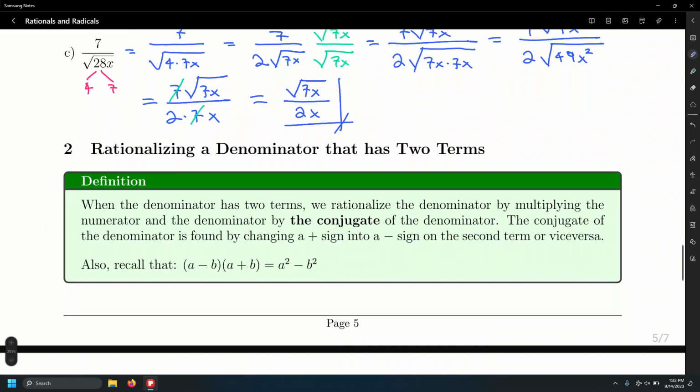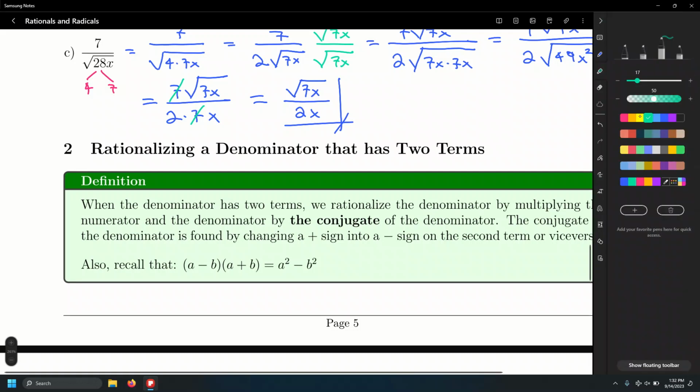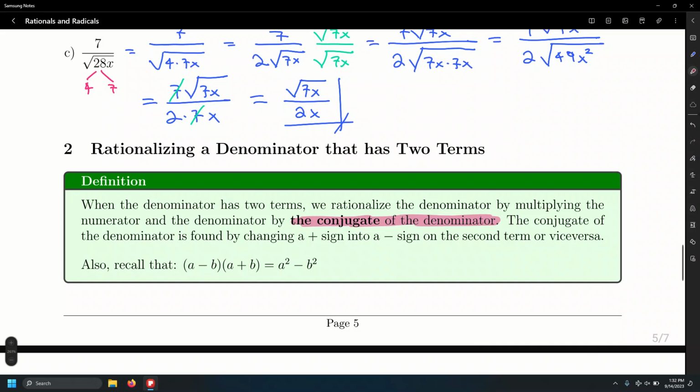Okay, so when a denominator has 2 terms, we rationalize the denominator by multiplying numerator and the denominator by the conjugate. Remember we talked about conjugates in the previous topic? So the conjugate, and let me highlight that part, the conjugate of the denominator. All right? And how do we obtain the conjugate of the denominator? All we do is change a plus sign into a minus sign of the second term, or vice versa. If we have a minus, change it to a plus.